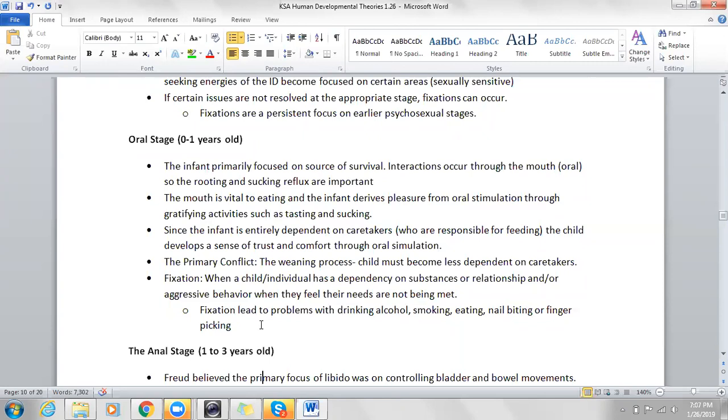So the mouth is vital for feeding, and the infant derives pleasure from oral stimulation through gratifying activities such as tasting and sucking.